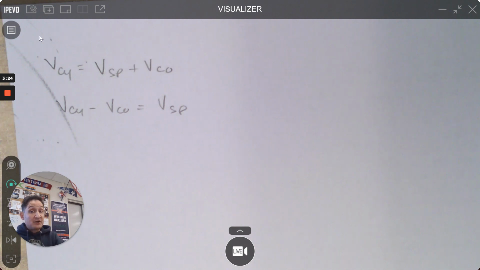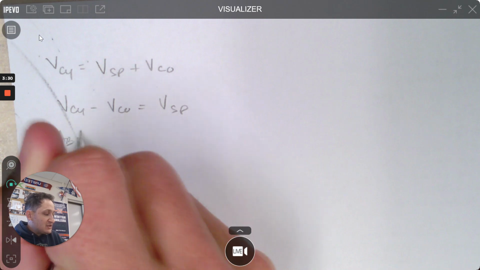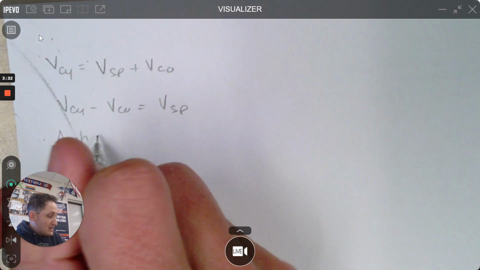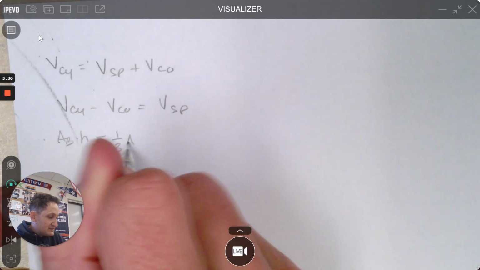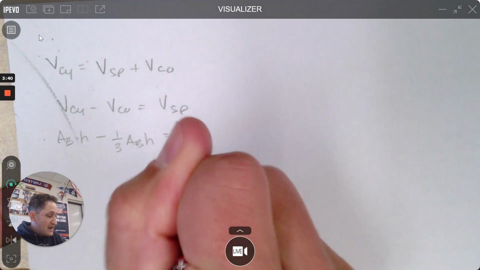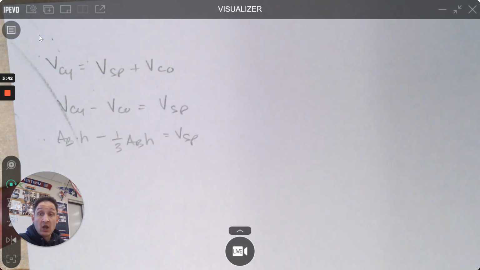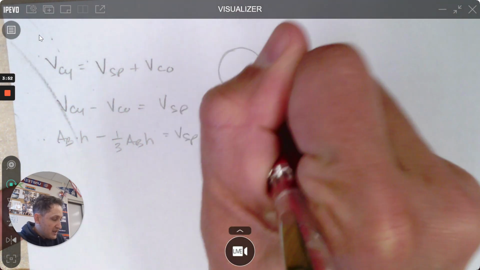I know both how to calculate the volume of a cylinder and the volume of a cone. The volume of the cylinder is the area of the base times the altitude. I'm going to subtract the volume of a cone, which I know is 1/3 the area of the base times the altitude. And specifically yesterday, we recognized that our cylinder, our sphere, and our cone all had the exact same radius and the exact same height.